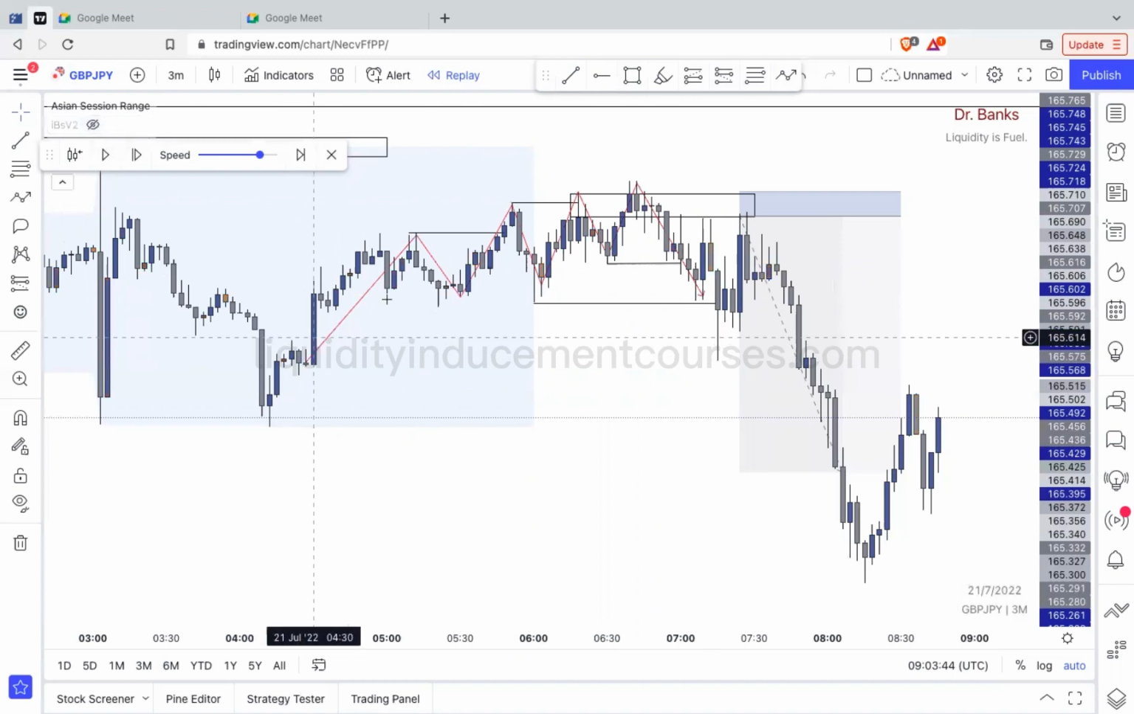Okay, but then, so this is the structure that was playing out. So higher high, higher low, higher high, higher low, higher high, higher low.